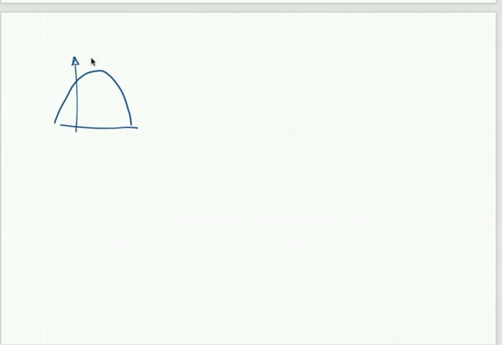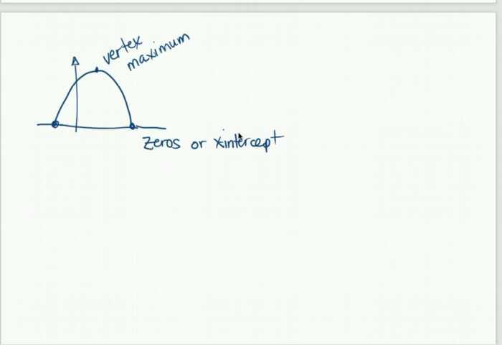So here's a quadratic. The vertex is here. The vertex we also call, in this case, a maximum. If it ever says find the maximum height, find the highest point, then we know we need to find the vertex. If it ever says where did it land, that's the zeros or the x-intercepts. So just make those connections with these word problems.